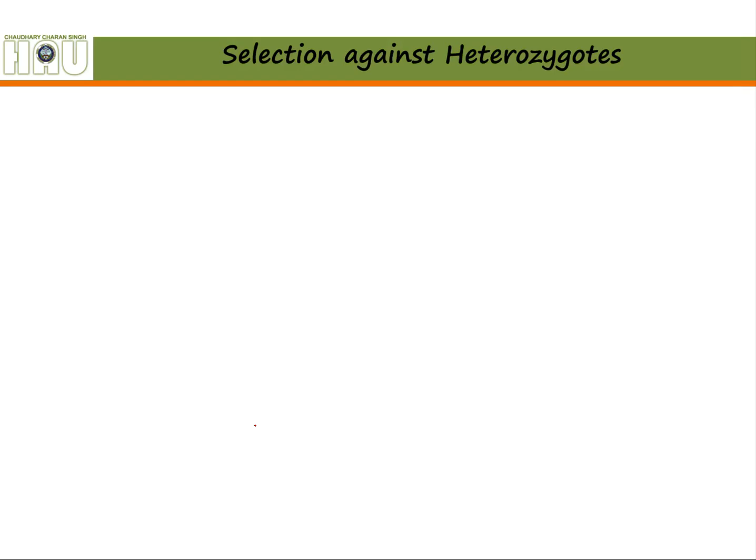So, up to now, we have discussed the selection against recessive complete dominance, selection against recessive incomplete dominance, and selection against homozygotes. Now, we will discuss the selection against heterozygotes.